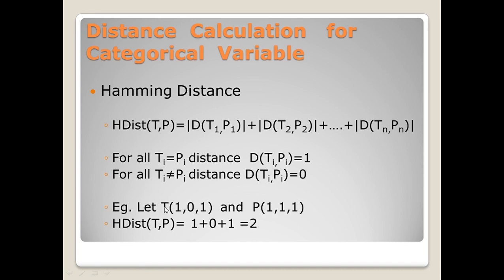We have a training set T with attribute values 1, 0, 1 and test set P with attribute values 1, 1, 1. To find the distance between T and P, the first attribute of T and first attribute of P will be giving a value 0 because both attributes have the same values. The second attribute of T and the second attribute of P will be giving a value 1, and the third attribute of T and the third attribute of P will be giving a value 0. Hence the Hamming distance between these two will be 1.